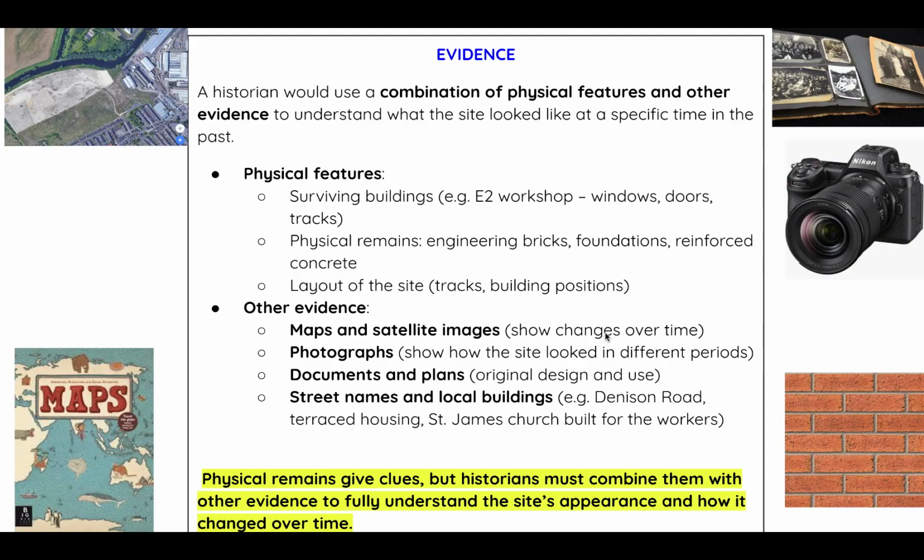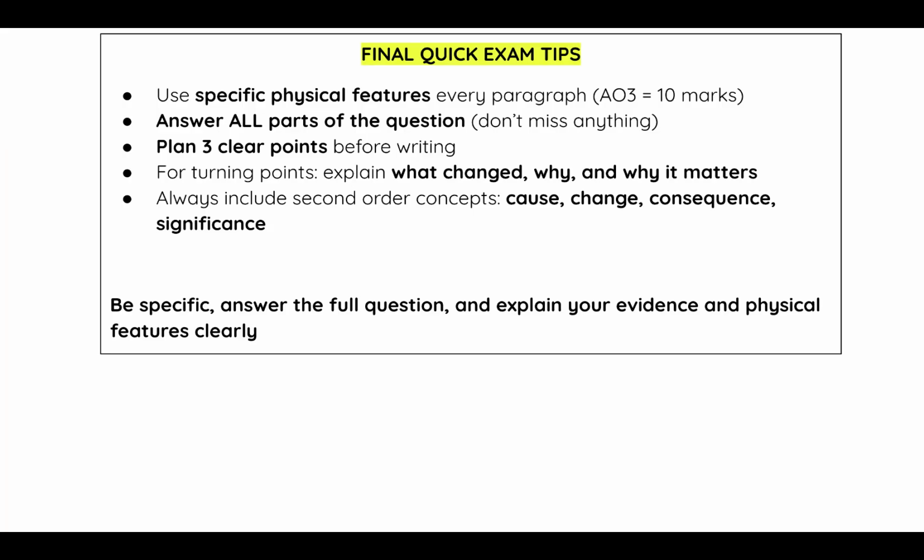Other evidence you can use to combine with the physical features: maps and satellite images showing the change over time. Photographs are going to show how the site looked in different time periods. And the street names and local buildings around Hexthorpe, such as Denison Road, the terraced housing that was built for the workers, as well as St James's Church, which was also built for the workers. These physical remains give clues, but historians must combine them with other evidence to fully understand the site's appearance and how it changed over time.